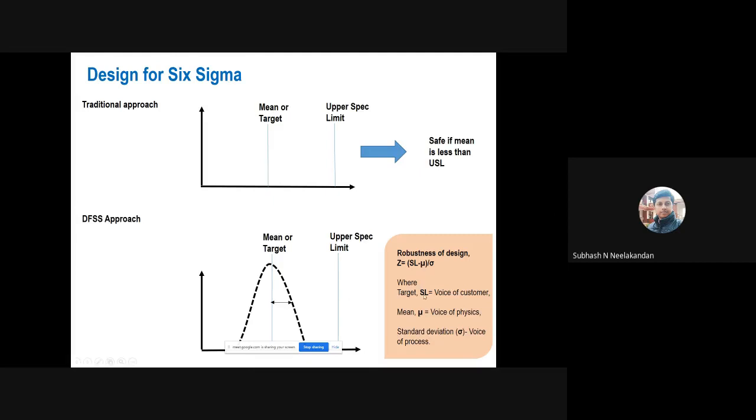Basically, it is governed by three factors. Number one, the target specification or target upper limit, which is dictated by the customer or the clinical requirements. Number two is the mean. The mean depends on the voice of physics, which are the engineering principles and the engineering technologies used for the development of the device. That will affect the value mu. And number three, the standard deviation sigma depends on the process capabilities.